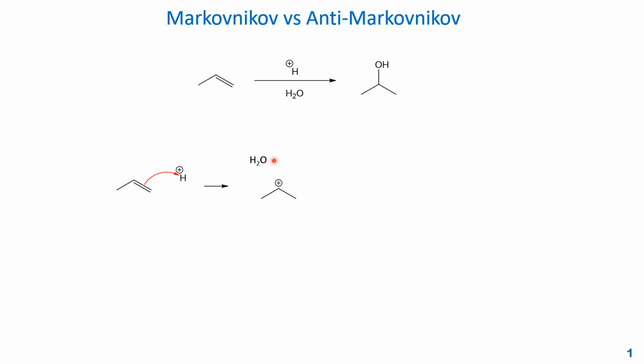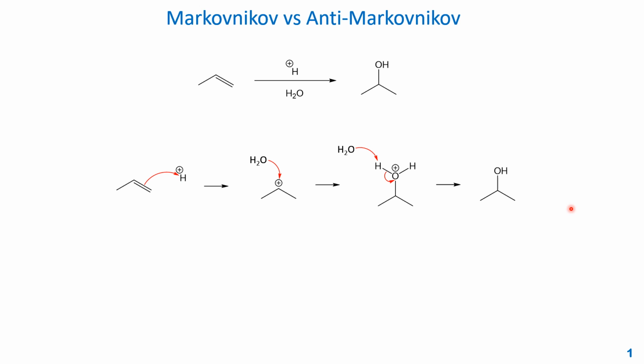Water will share the lone pair of the oxygen with this carbocation to form this positive charged intermediate. And then another molecule of water will act as a base to deprotonate the proton to form a neutral product, which is this isopropyl alcohol. And this is the secondary alcohol. Under this normal acidic condition, that is the product that's called a Markovnikov product.